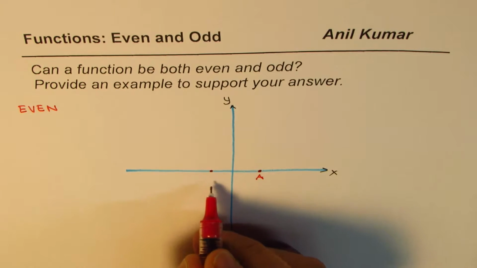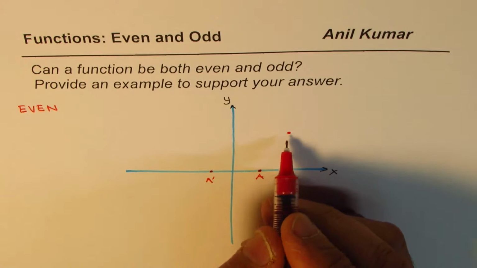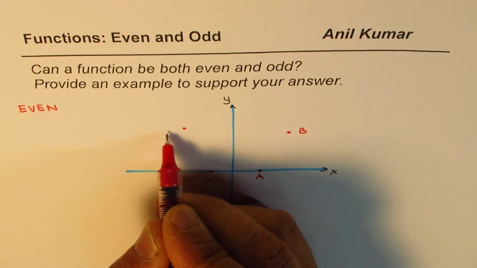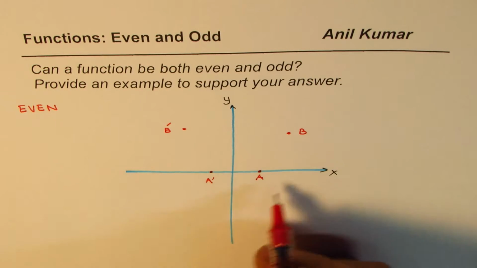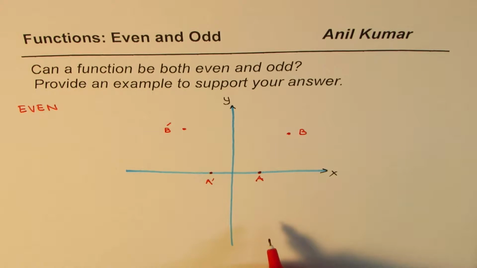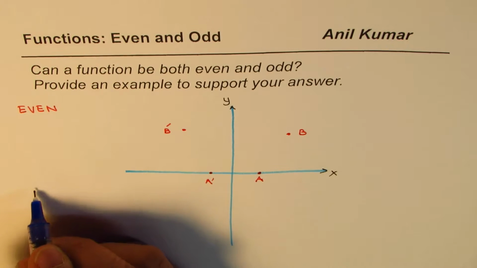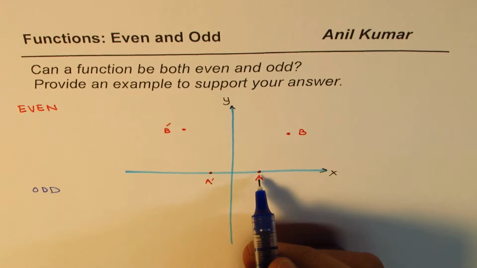So you'll have a point here, which I'll say is a dash, right? If I have a point here, then we should have it here also. So if this is b, then I have b dash here, correct? So let's take for the time being just 2 points. Now, if I create an odd function, let's say this is also an odd function, in that case, what happens to these points?